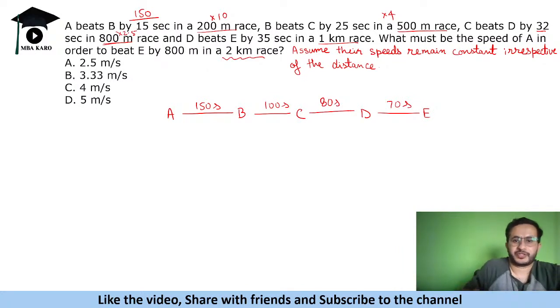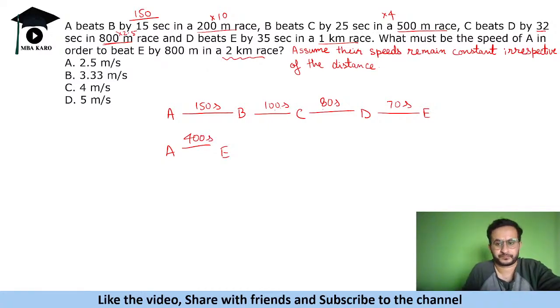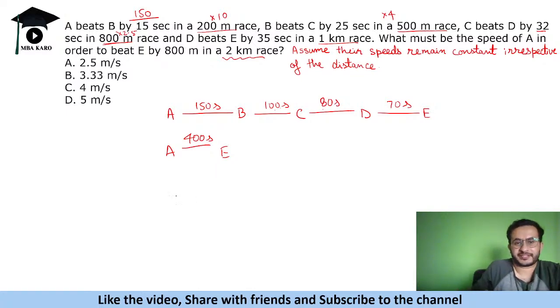Okay. So if A and E are running, right, B is finishing so many seconds after A, C is finishing so many seconds after B. So this is the gap that they have given. Okay. Now if we convert into a single thing, we will get 250, 330, 400 seconds. Right. So this gap is of 400 seconds.